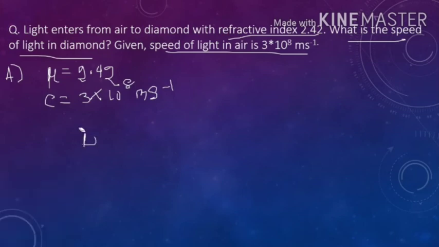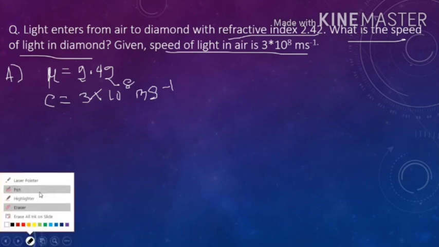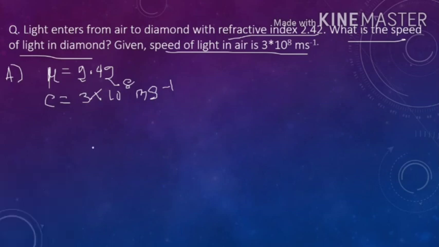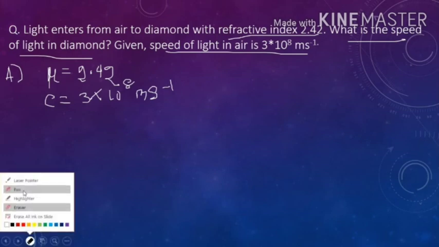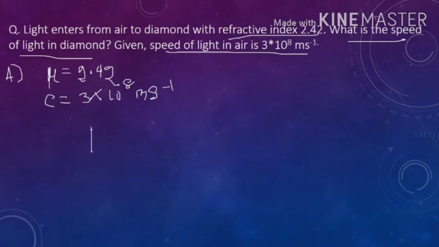So as we all know, refractive index equals C by V, that is, the speed of light in vacuum or air divided by the speed of light in that medium.